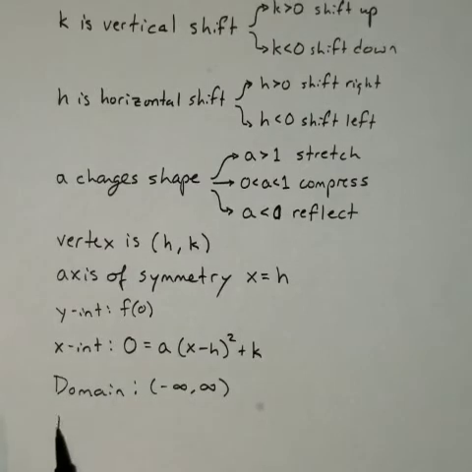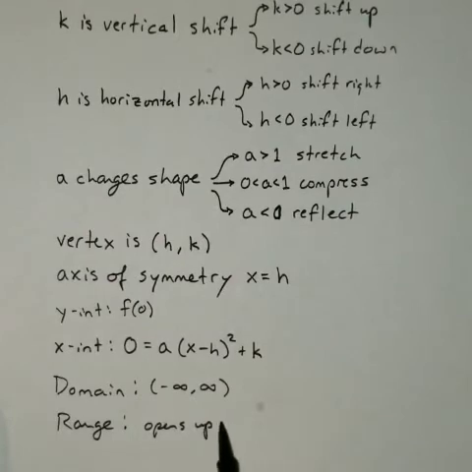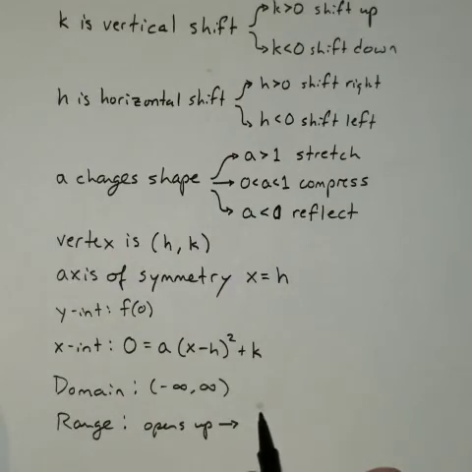And the range. The range is actually going to start, so I guess it depends on whether this opens up or down. So if it opens up, the range will start at the minimum, the bottom value, and go up. The bottom value being the k value. I think I mentioned this in a previous video also. The range goes from k to infinity.